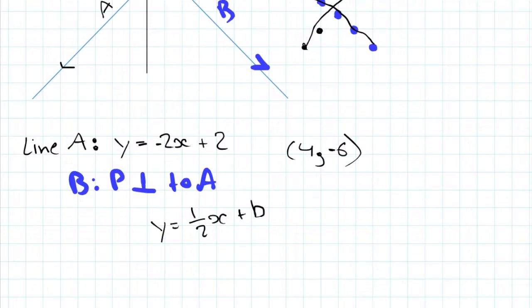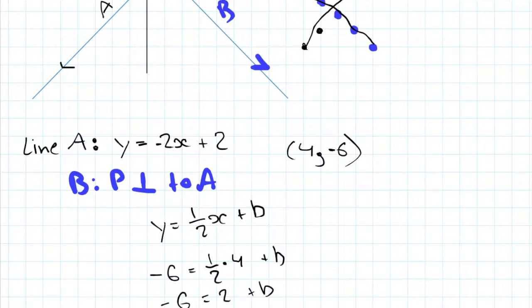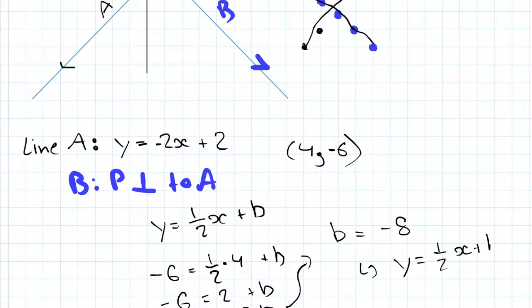So if I sub that in, I would get negative 6 is equal to 1 over 2 times 4 plus b. And I would simply get negative 6 is equal to 2 plus b, and negative 6 minus 2 is equal to b, whereas b, or the y-intercept for line B, would be, in fact, negative 6 minus 2, which is negative 8. So now we know the equation of line B, which is y is equal to 1 over 2x minus 8. There we go.